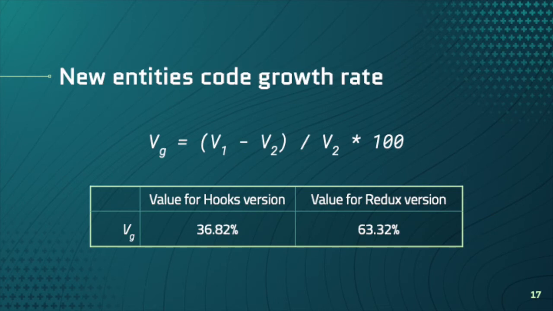Assuming that the following entities will take the same amount of code to be implemented as the second entity, the growth rate can be calculated by the following formula, where V1 is the total size of code for both entities in kilobytes, and V2 is the size of code for the first entity. The results of calculations are presented in the table.